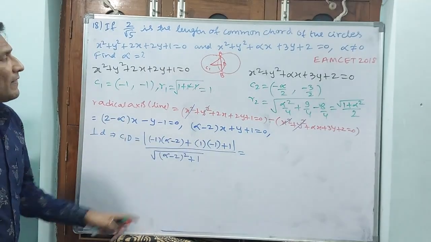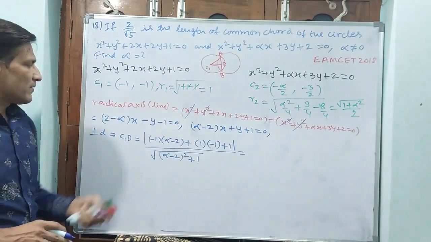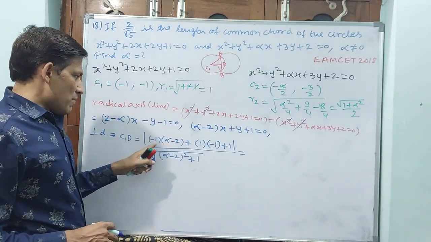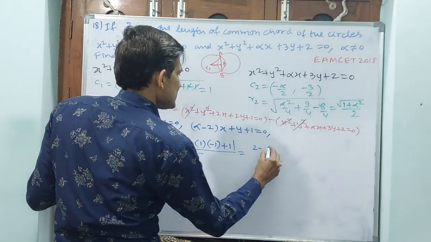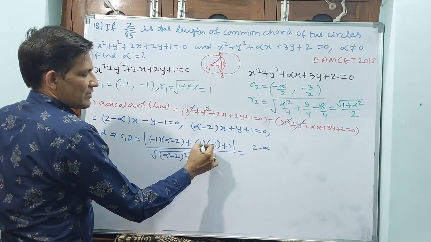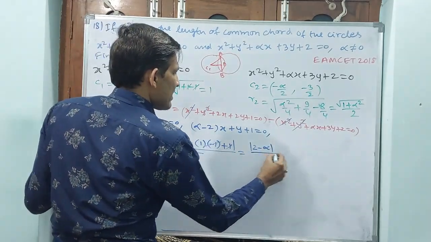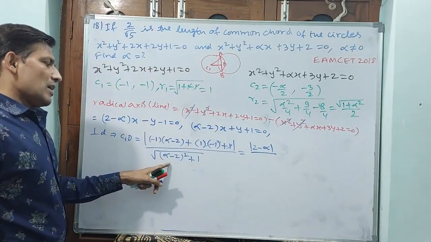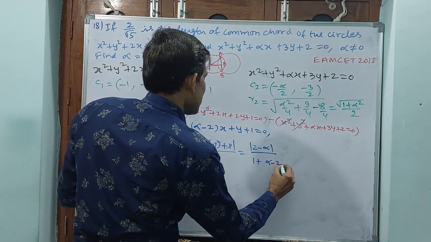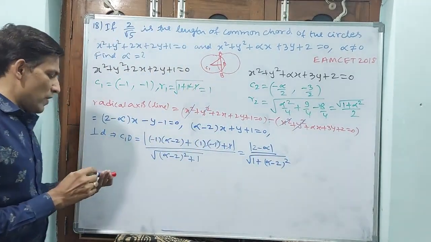This should be C1D. But AD we have not yet found, first let us find this C1D. See, 2 minus alpha: minus 1 plus 1 is going to get cancelled, minus 1 into 1 minus 1, minus 1 plus 1 cancelled. Only 2 minus alpha will come here, divided by the square root of 1 plus alpha minus 2 whole square. You keep it like this only.